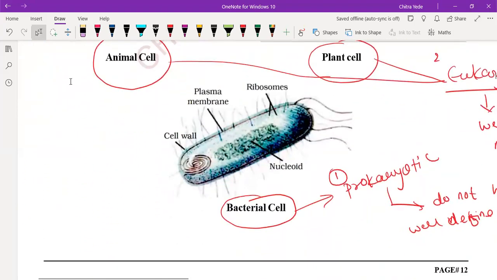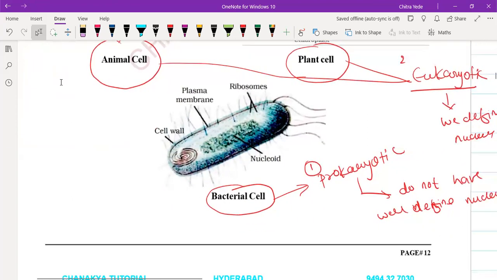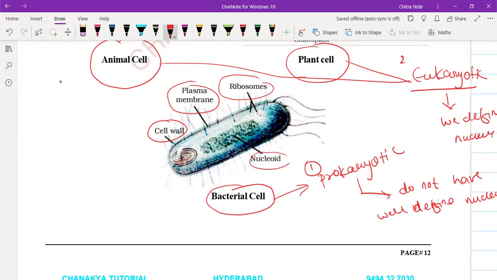This is the bacterial cell. In bacterial cell, we have the cell wall, this is the plasma membrane, here we have ribosomes, and here we have nuclei, meaning the nuclear material. Here we have hair-like projections called flagella or cilia, by which they locomote, that means they perform locomotion.